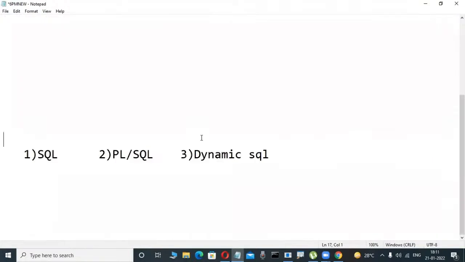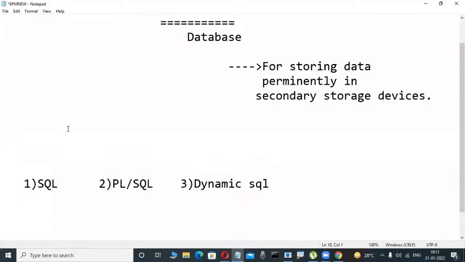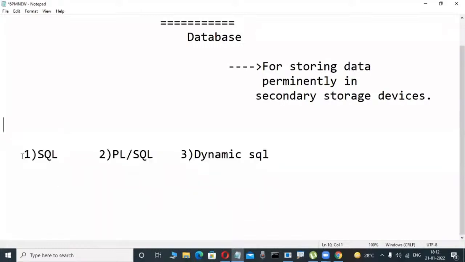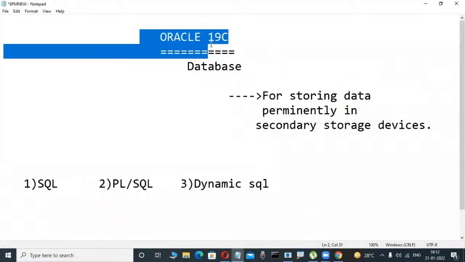That's why what I told yesterday is, if you want to operate this Oracle software, we use SQL, structured query language. Another language is PL/SQL, procedural language extension for SQL. Another language is dynamic SQL. Through these three languages, we operate this Oracle software in your companies.